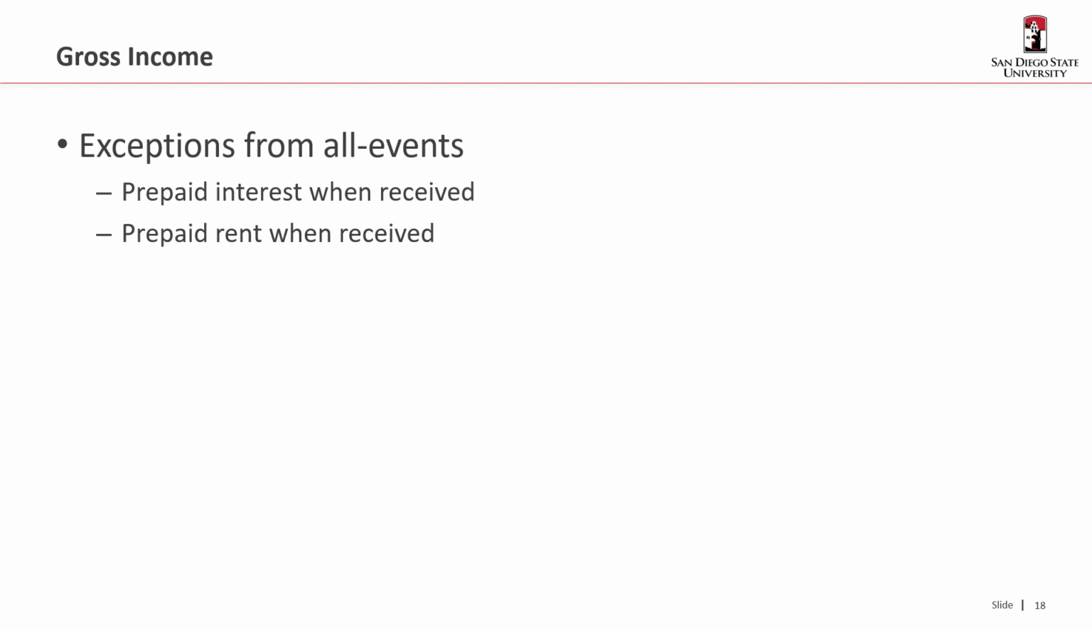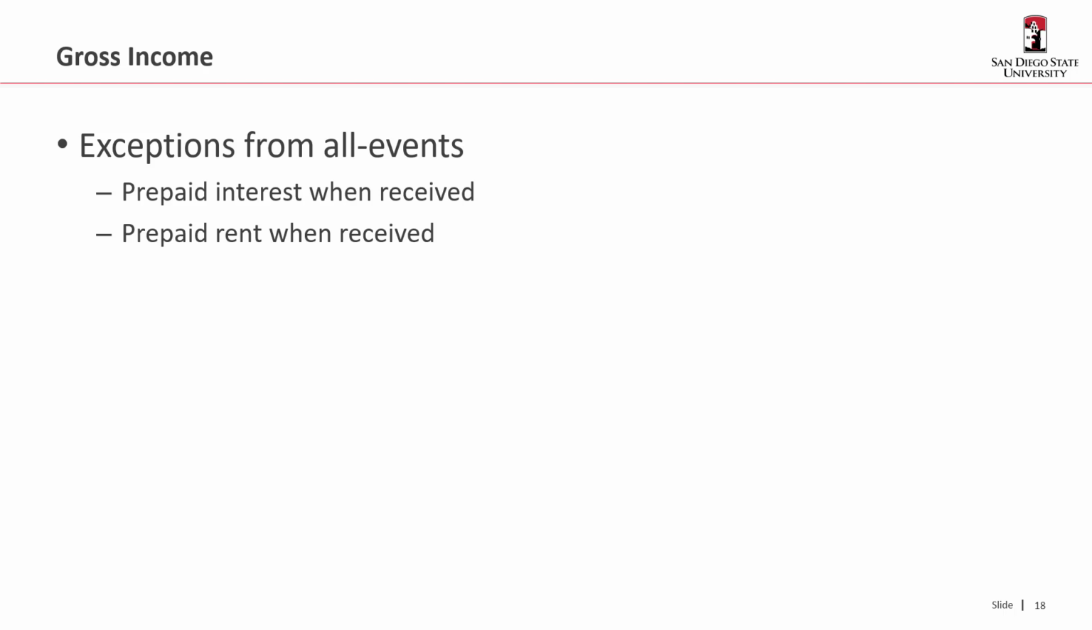There are a couple of exceptions from the all events test and from the deferral opportunity under 451. The first is prepaid interest. So if someone pays you interest in advance, that is income when paid. You are not permitted to defer that. And the second one is rent. If someone advance pays you rent, you are required to include that as well in income.